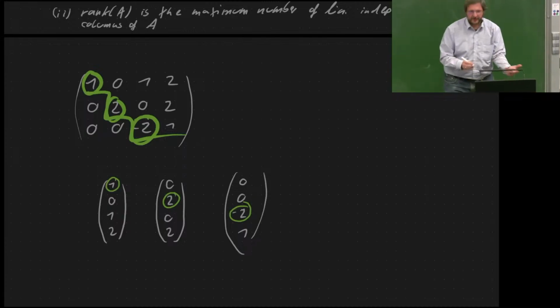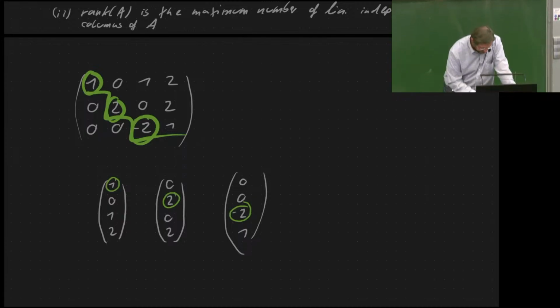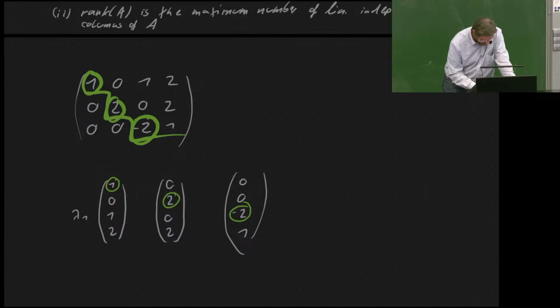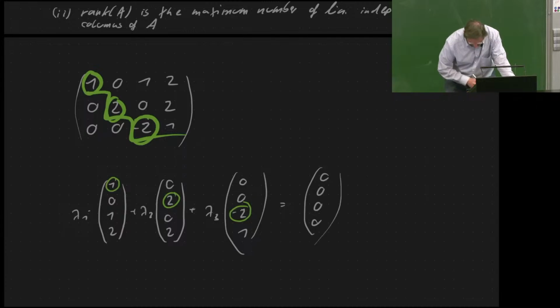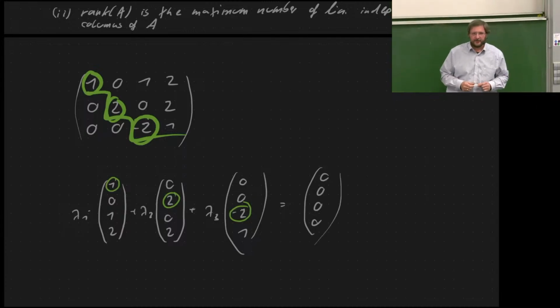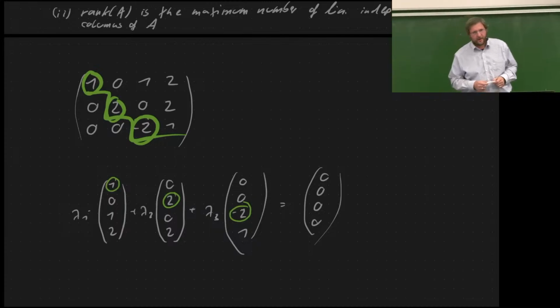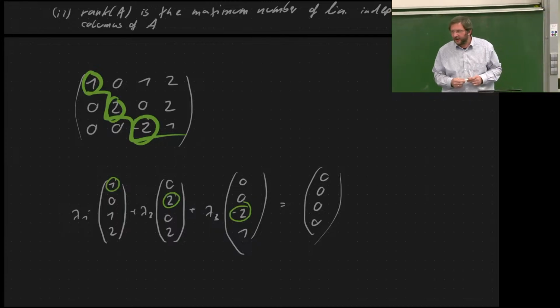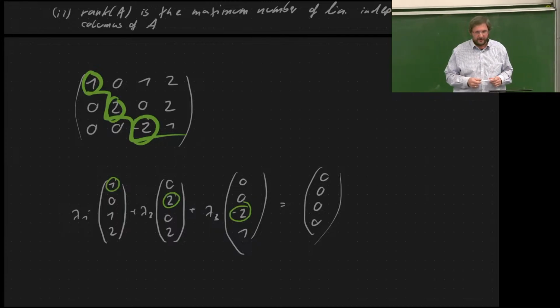And now to see whether those are linearly independent, well, I need to put coefficients in front of them. Take this linear combination and ask, can I get the 0 vector from this, and is setting all lambdas to 0 the only possibility to do this?